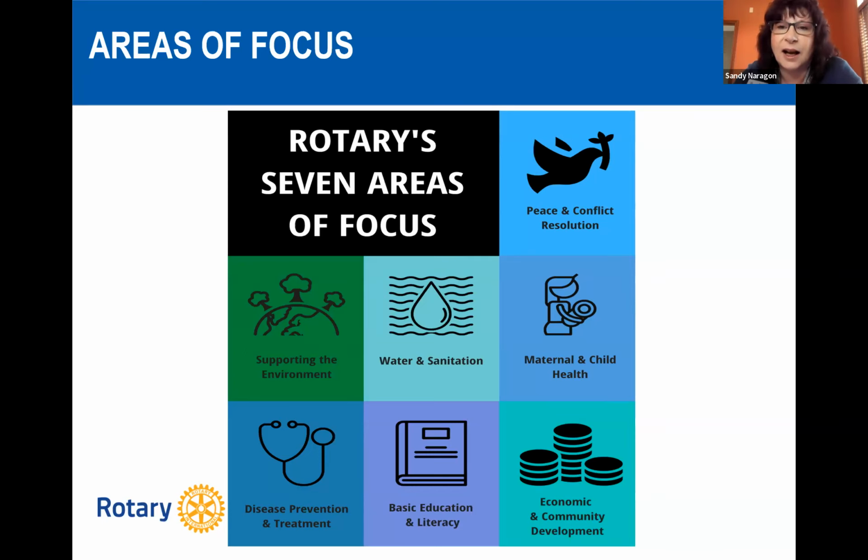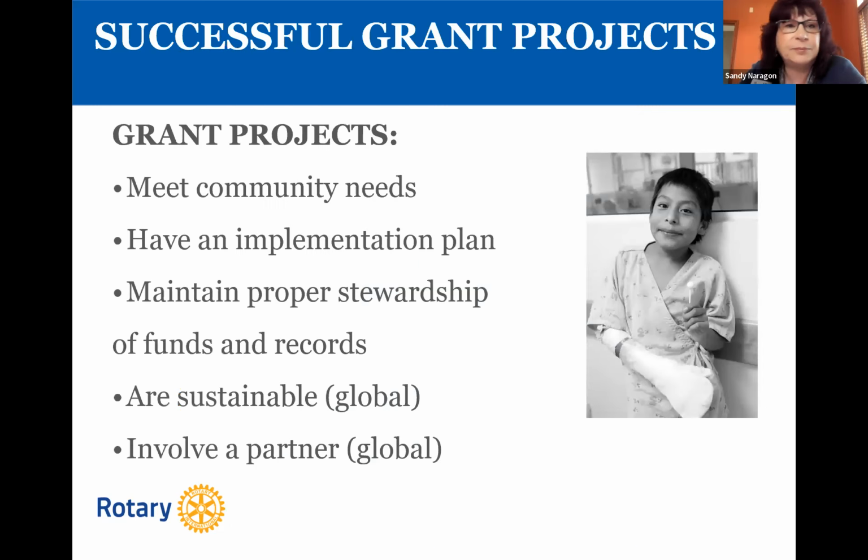So they are peace and conflict resolution, supporting the environment, which is the newest one. I love this one because living in Northeast Ohio, we have so many terrific parks and nature preserves and recreational areas that we as Rotarians could help. There's water and sanitation, maternal and child health, disease prevention and treatment, basic education and literacy, and then economic and community development. So you can see a pretty wide array of areas that you could focus on with your projects.